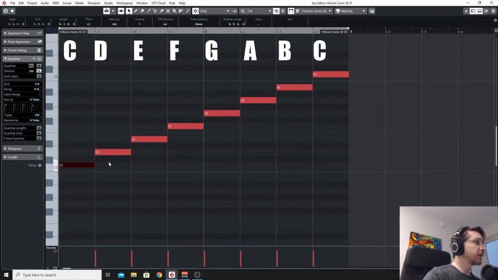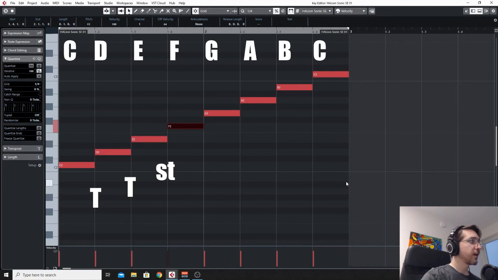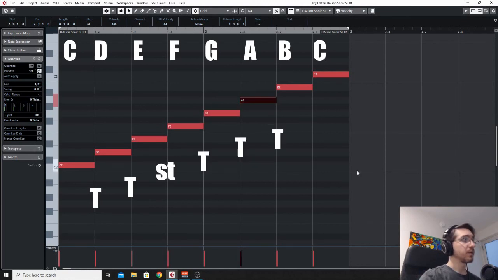Between the first note and the second note, we have two semitones, or a tone. Then we have another tone, a semitone between the E and the F, another tone, a tone, a tone, and we cap it off with a semitone.